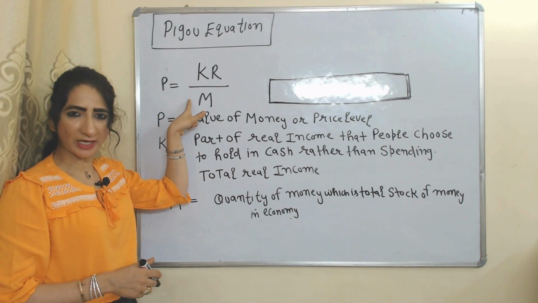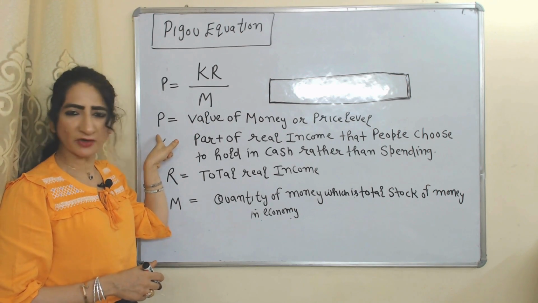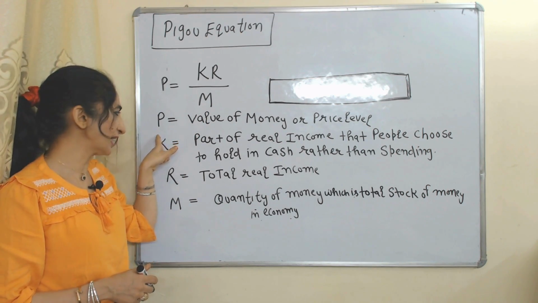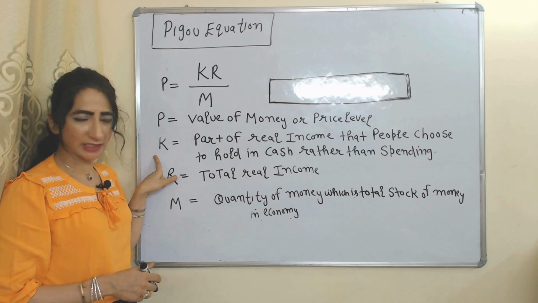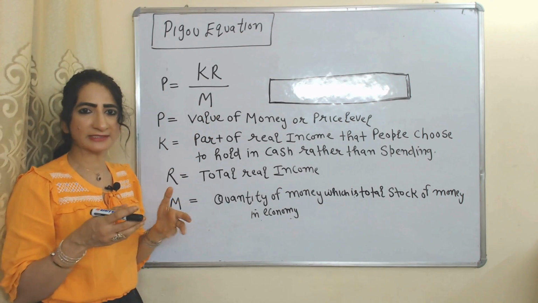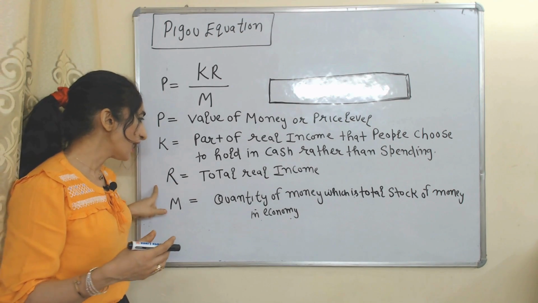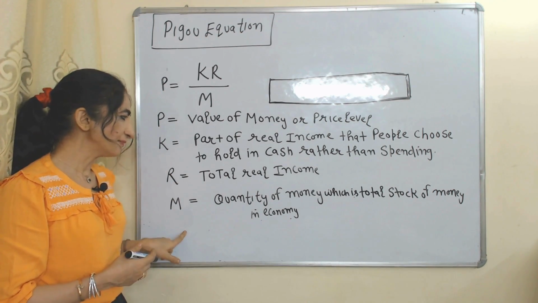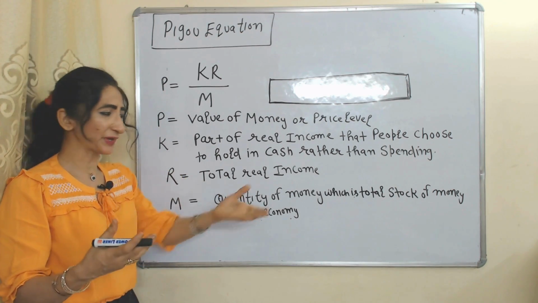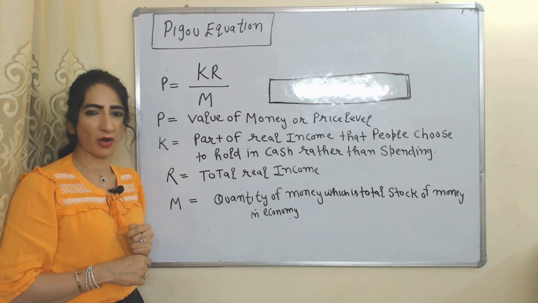Now we'll see the Pigou equation. P equals KR over M. P is the value of money, or we can say the price level. K is the part of real income that people choose to hold as cash rather than spending. R is total real income. M is the quantity of money, which represents the total stock of money in the economy.